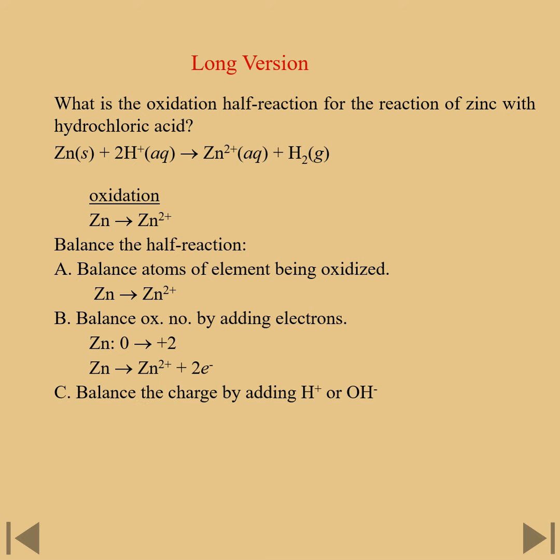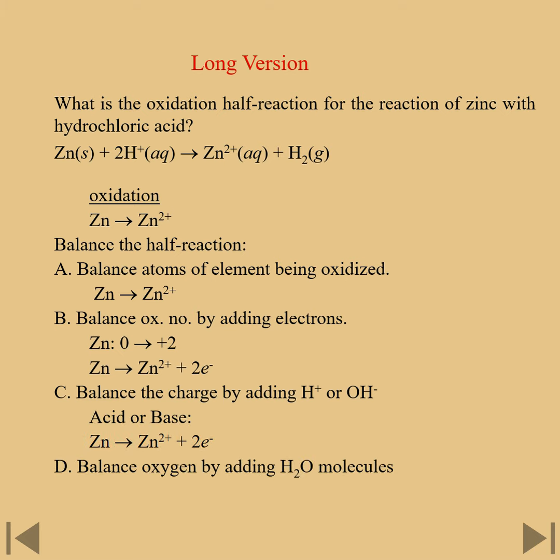And now step 2c, we balance the charge by adding hydrogen ions or hydroxide, and do note we have a 0 charge on the left and a 0 charge on the right, which means we have to add neither. That also means for step 2d, there's no oxygens to add, so no step 2d either.